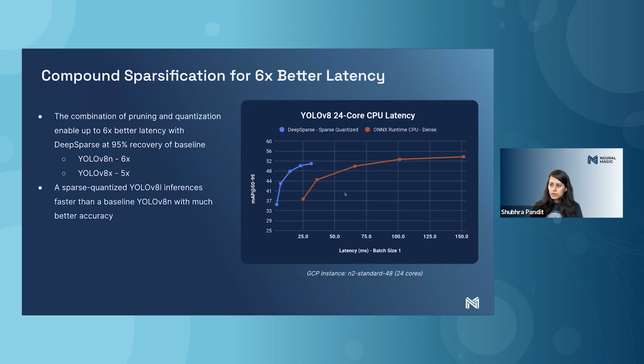And an interesting point and a very promising result is that the YOLOv8L model inferences faster than a baseline YOLOv8 nano model, and still gives you much better accuracy. So you could deploy a larger, faster and better model using our sparse quantized DeepSparse method.